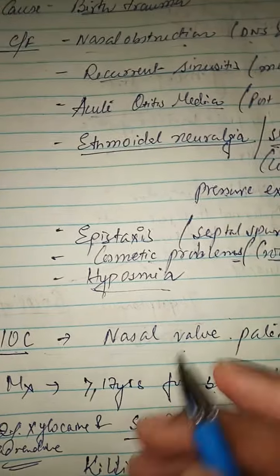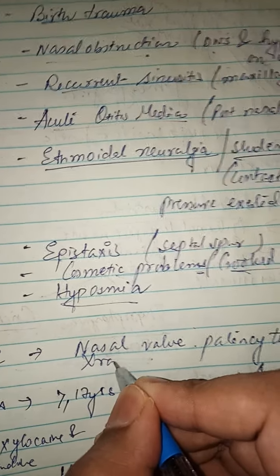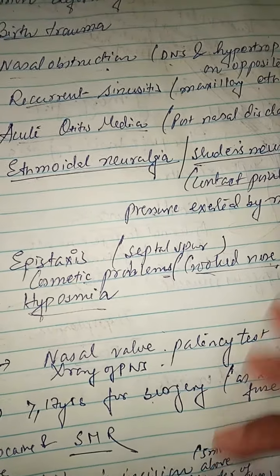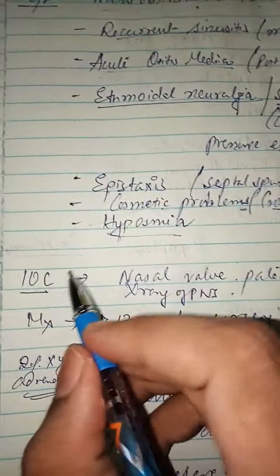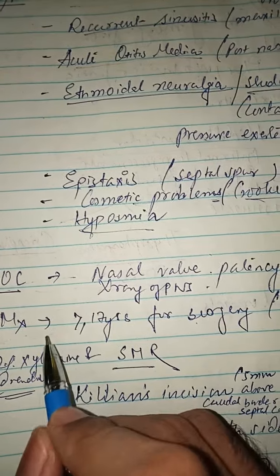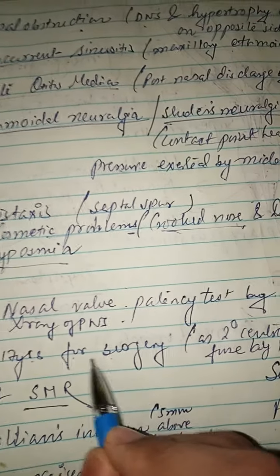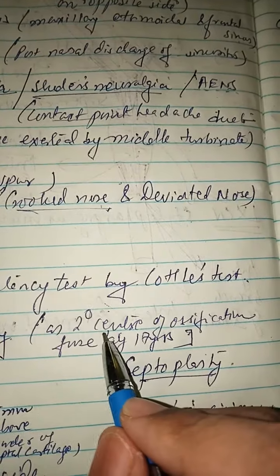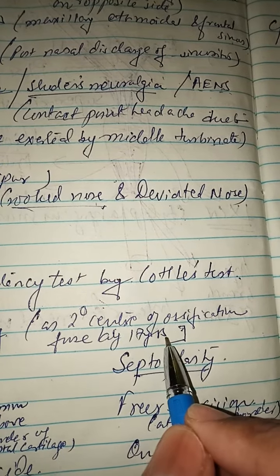The other investigation of choice is X-ray of paranasal sinus and X-ray of face. So these all are the investigations of choice. Management is surgery for patients greater than 17 years of age. And why is this greater than 17 years? Because the secondary center of ossification fuses by 17 years for the facial development.